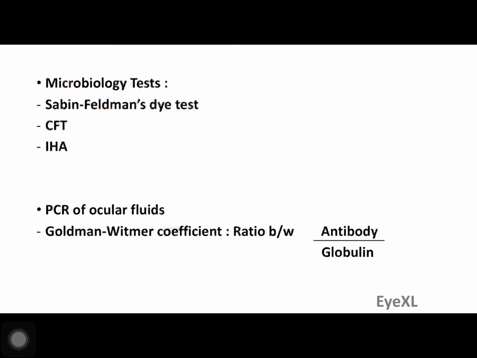PCR is polymerase chain reaction, and along with it, a very specific indicator called the Goldmann-Witmer coefficient is utilized. This Goldmann-Witmer coefficient is basically a ratio between the antibody and the globulin levels in the same fluid. So I compare the antibodies to toxoplasma as well as the globulin levels, and if I find that the ratio is high, which means higher than normal, I do not know the exact value, it means that there is an infection with toxoplasmosis. Whereas if the ratio is lower, which means there is more globulin than the antibody produced, that means antibodies are not as much produced, so this is less likely to be toxoplasmosis infection.